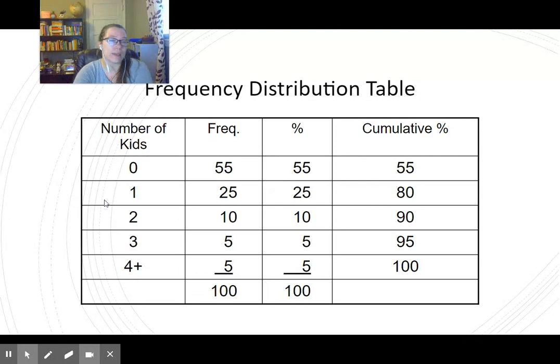Going back just a second, when we were talking about frequency tables and how it's important that, right, none of these categories can overlap.